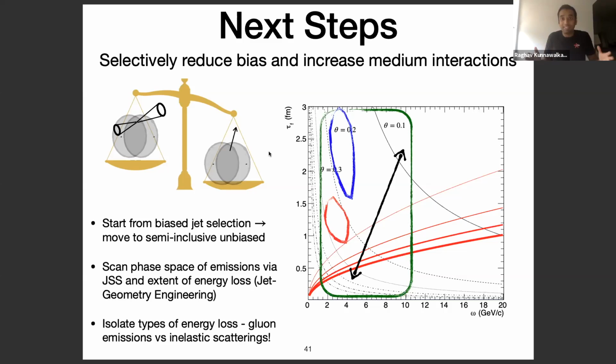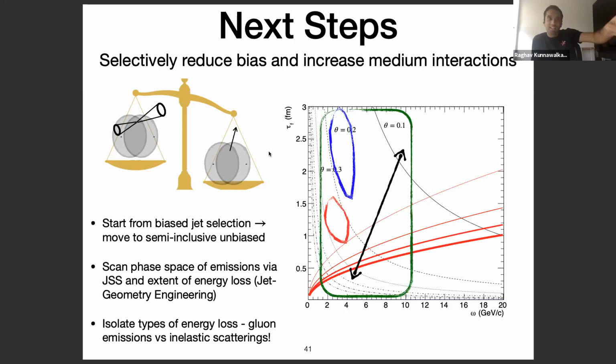So this is now the program, right? You start from a biased selection, and you gradually move to an unbiased selection. As you move, you're scanning across the phase space of these emissions, where you can then do differential studies in these substructure observables, and you can study the extent of the energy loss that you have. This is what we like to call jet geometry engineering, work done by a former PhD student who's now a machine learning scientist at Ford across the city here.